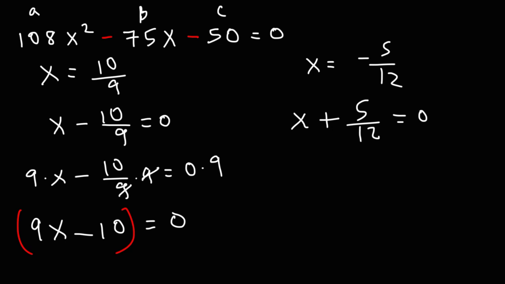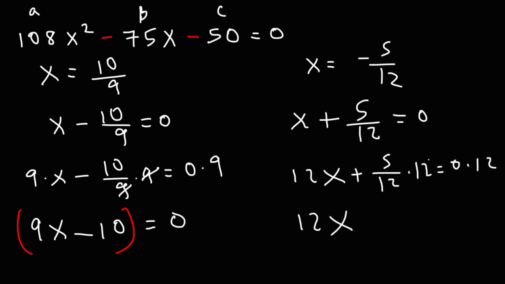And then multiply everything by 12. So we're going to have 12 times x plus 5 over 12 times 12 equals 0 times 12. So this will give us 12x plus 5 is equal to 0. So now we have our second factor.